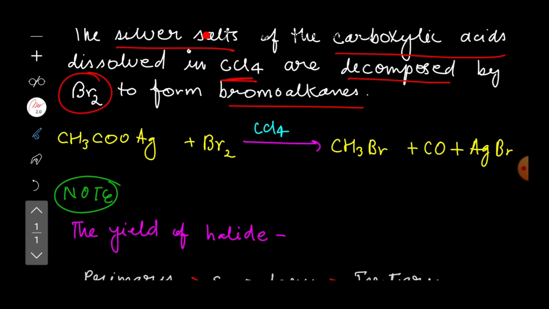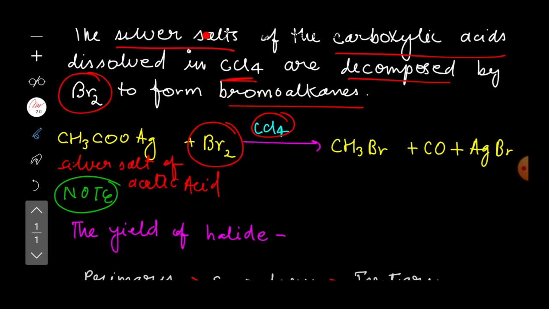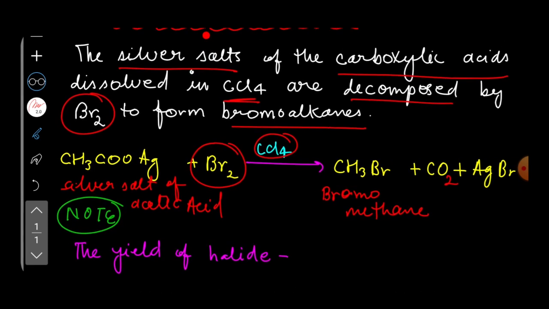Example, this is the silver salt of acetic acid. When this is heated with bromine in presence of carbon tetrachloride, this will form bromomethane. This is not CO, this is CO2. So this is the Hunsdiecker reaction.